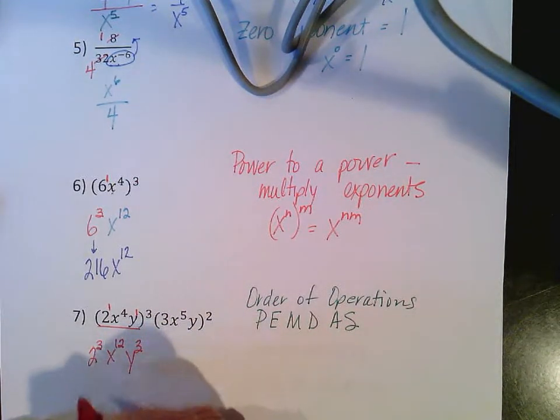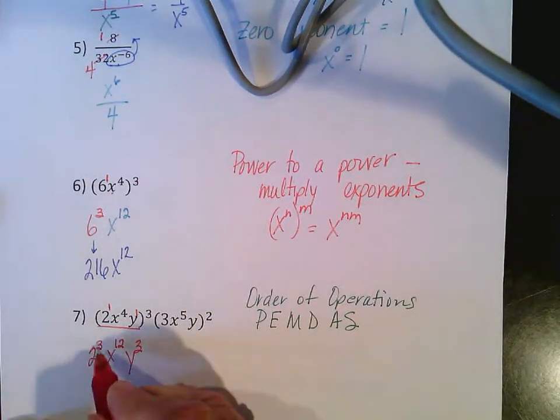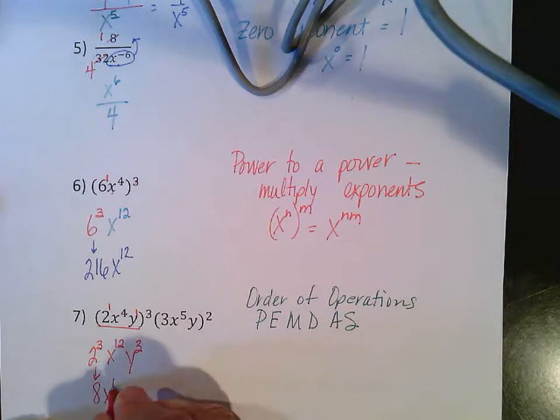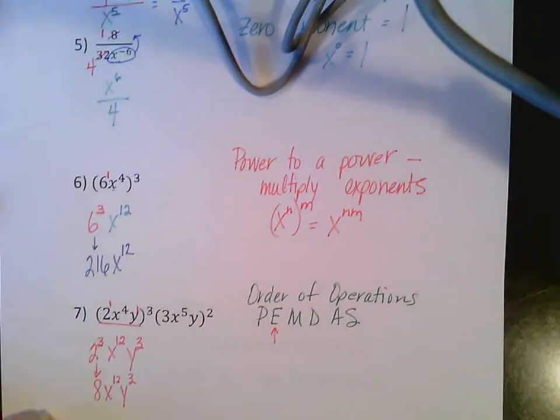Again, the coefficients you want to go ahead and multiply out. 2 to the 3rd is 2 times 2 times 2, which is 8. So we have 8, x to the 12th, y to the 3rd. That solved that exponent. Remember, that's the second part of PEMDAS. And I'm going to do the same thing for the next term.